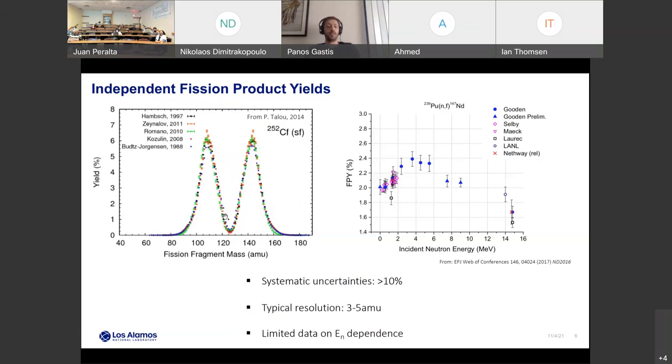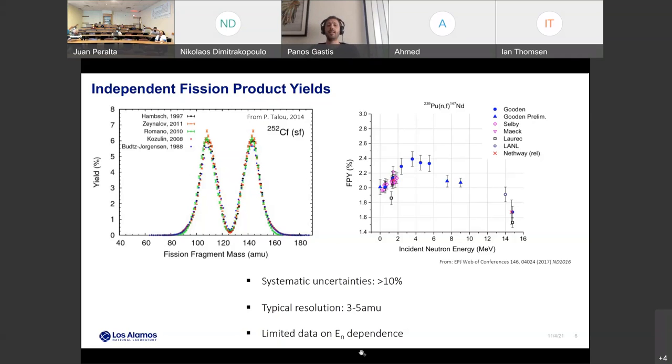Another thing about the currently available data is that the resolution is not great. Typical resolutions are of the order of 3 to 5 atomic mass units, which is not great. And it's important because the resolution in the measurement can actually affect the shape of this distribution. The issue here is that in many cases, the resolution is not well known, it is basically estimated. And this creates further complications when we try to compare this experimental data with theoretical models.